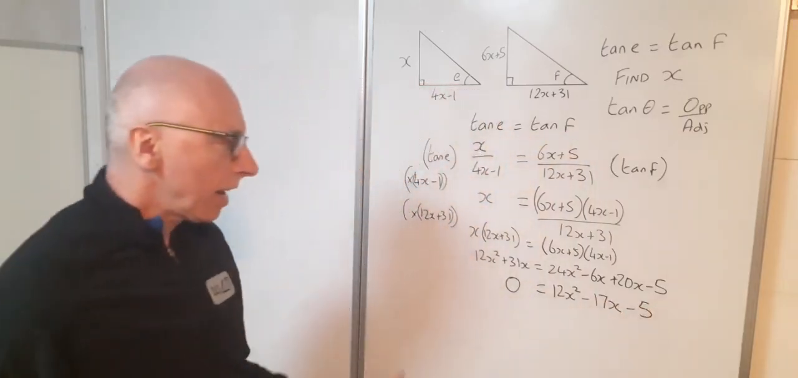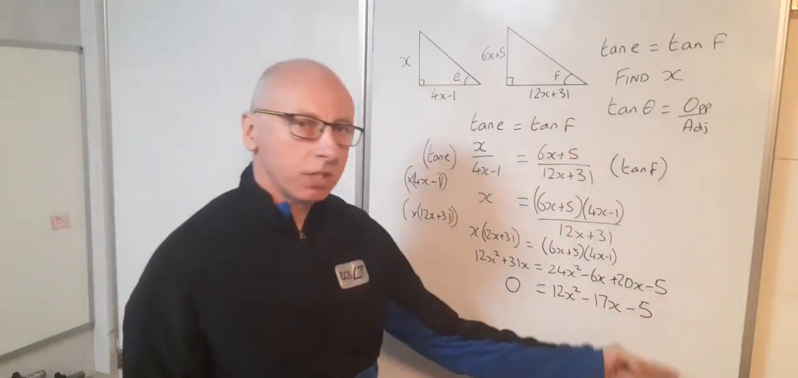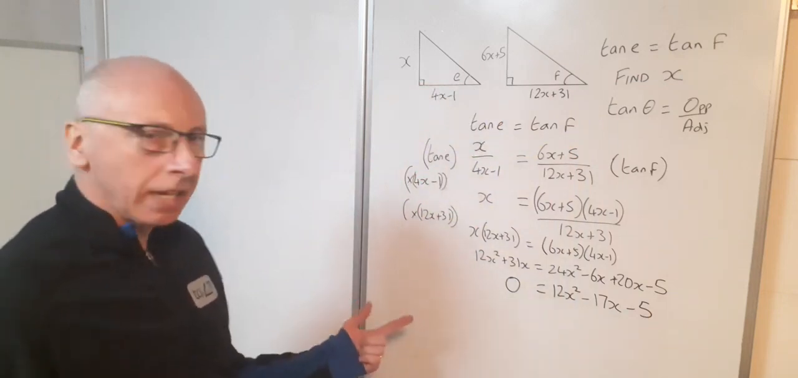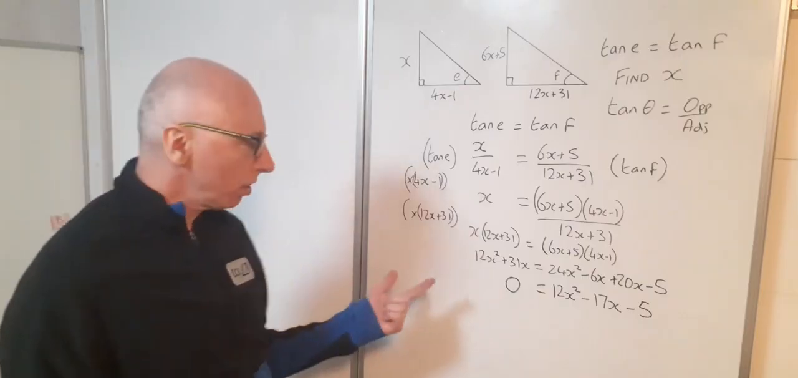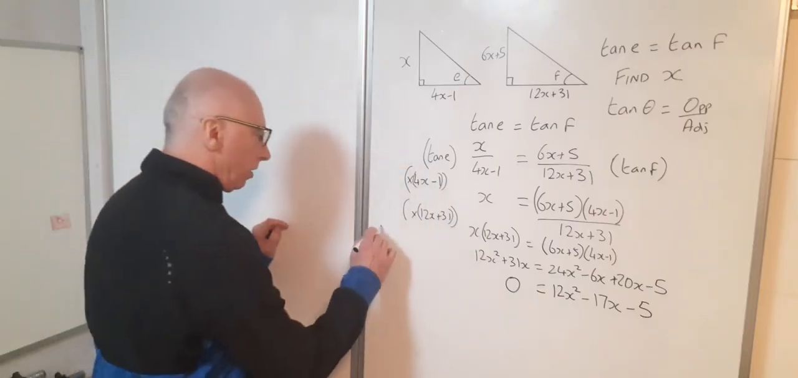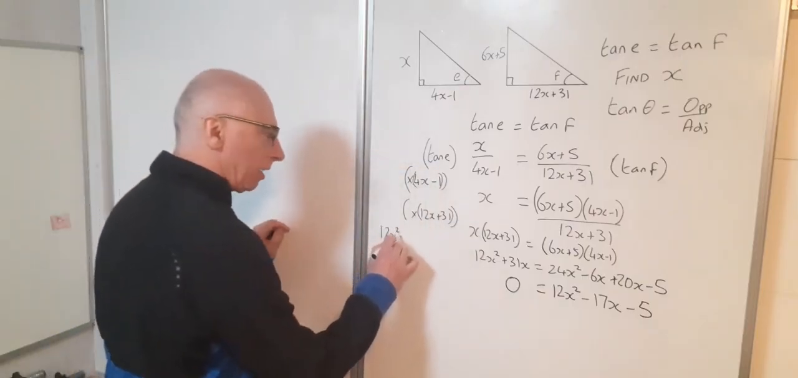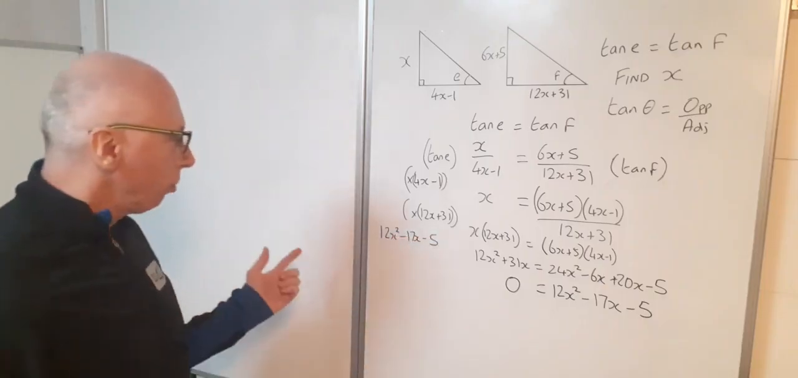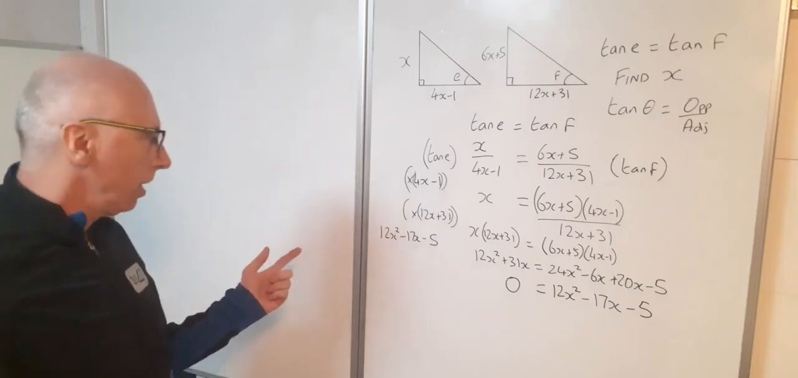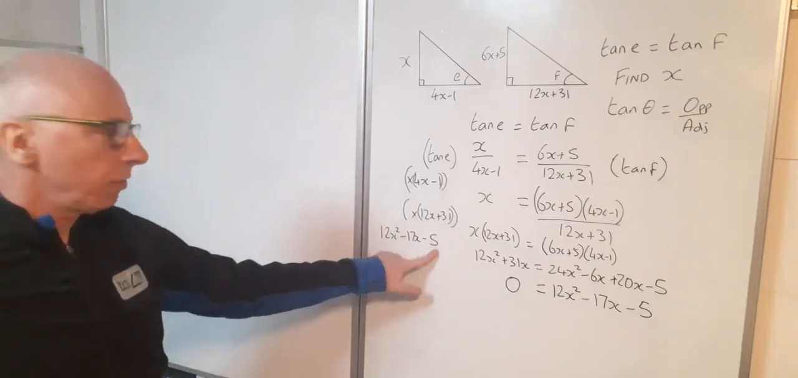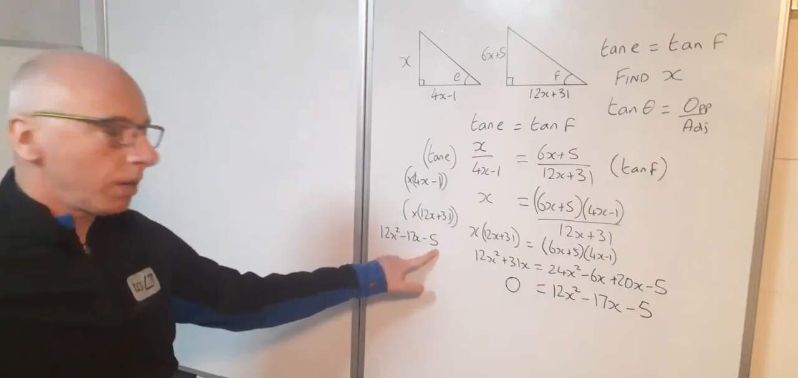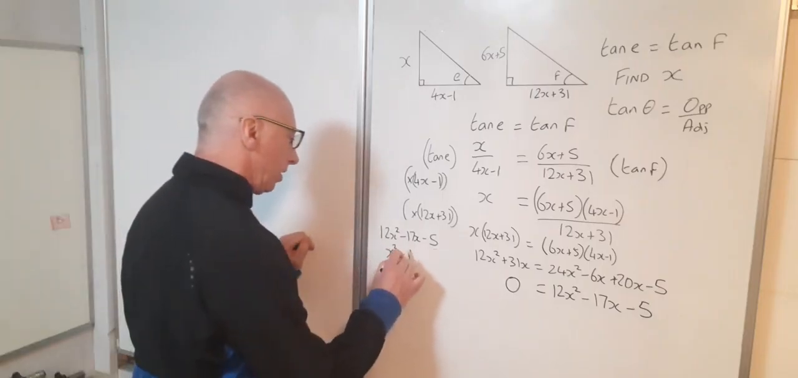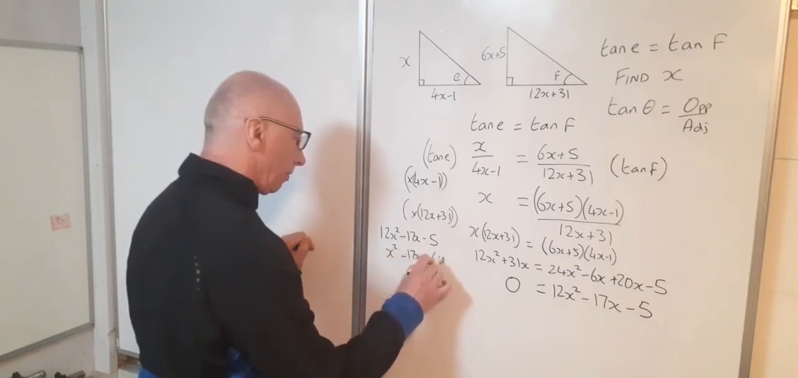Okay, so now I need to try and solve this quadratic. Now that looks pretty intimidating, so let's see if we can factorise it first using a special technique. So 12x squared minus 17x minus 5. Instead of drawing up grids and crosses and everything, what I do is I take this 12 and multiply this integer by this 12. So I've got x squared minus 17x minus 60.